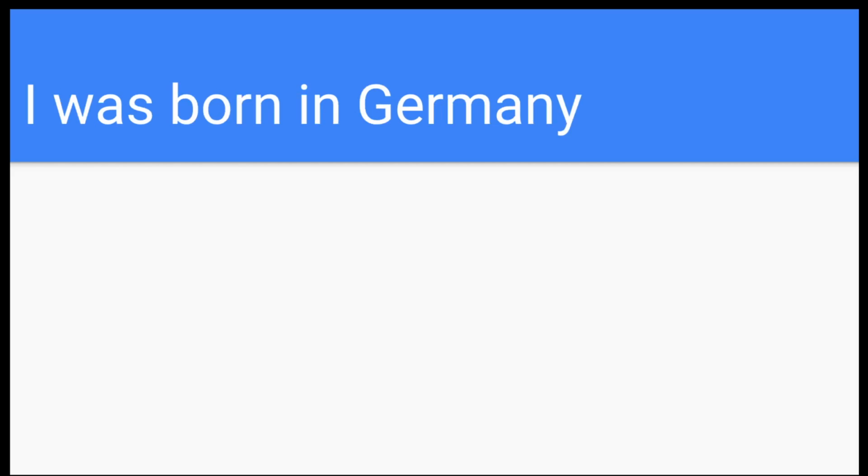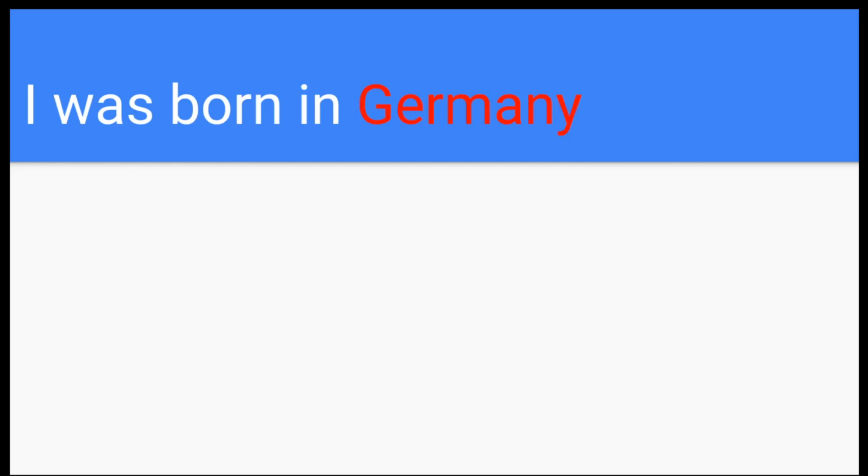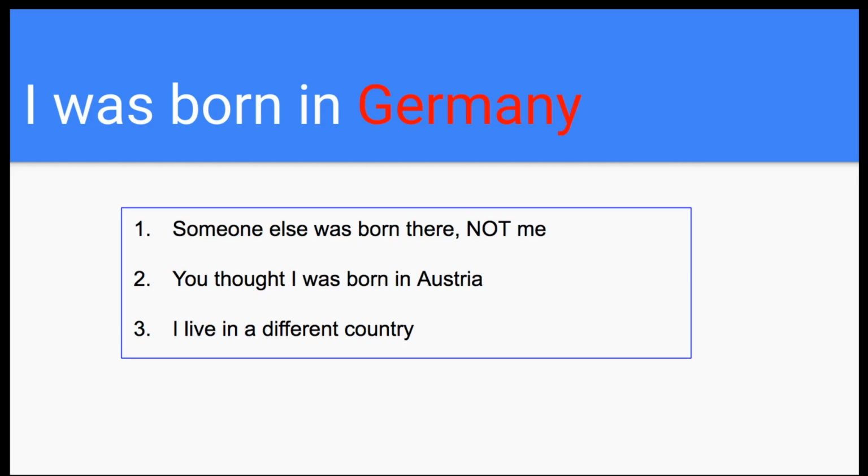Let's try with some other examples. So let's look at this sentence here. And let's imagine here is the stressed word. I was born in Germany. So what would be the meaning of that? I was born in Germany.